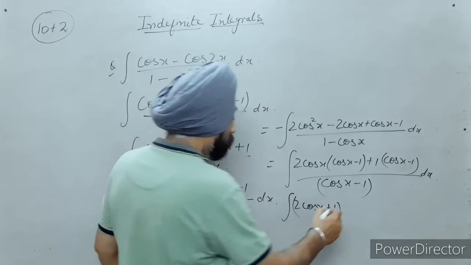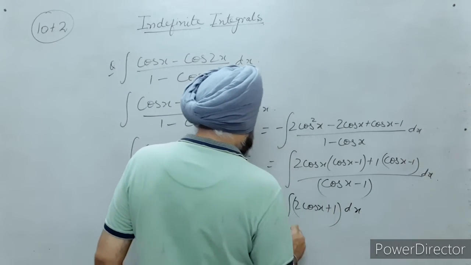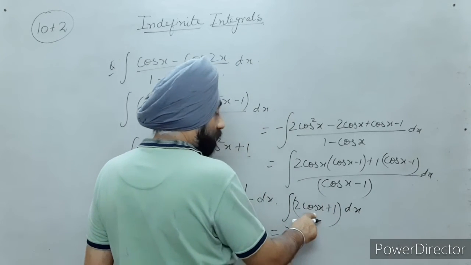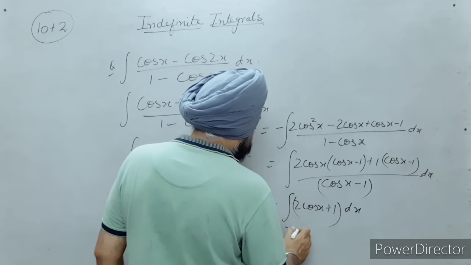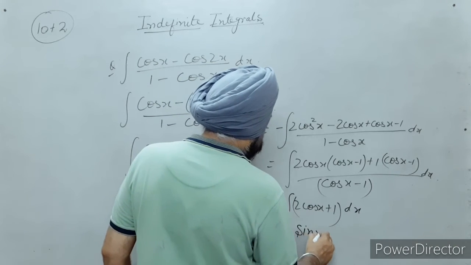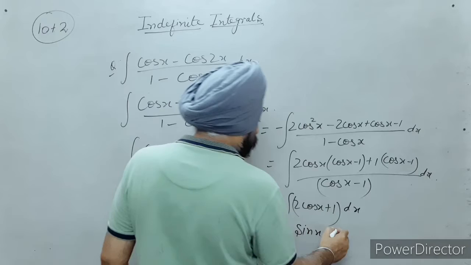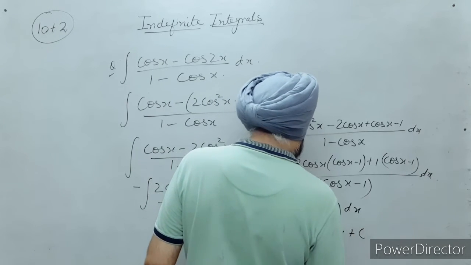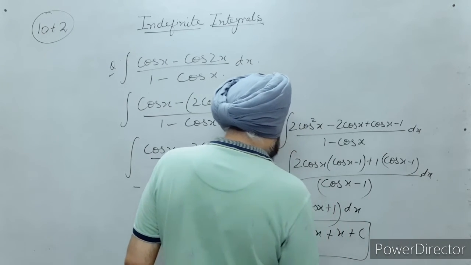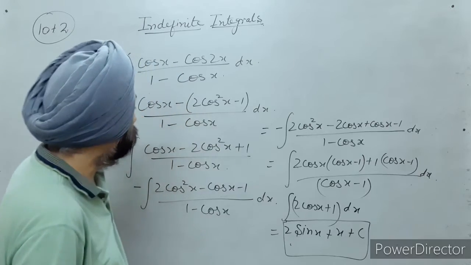So I can now integrate this. It is 2 cos x. Its integral is sin x plus integral of 1 is x plus c. This is the required answer.